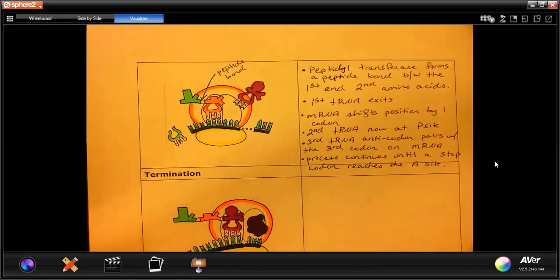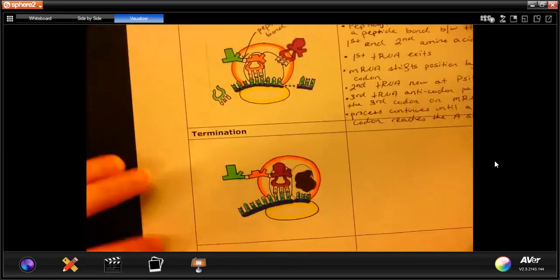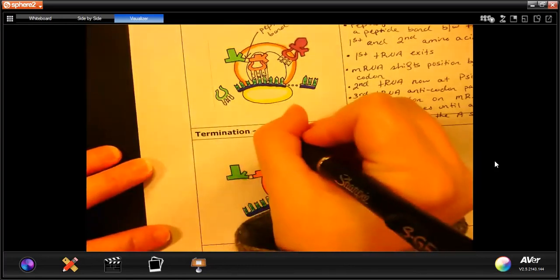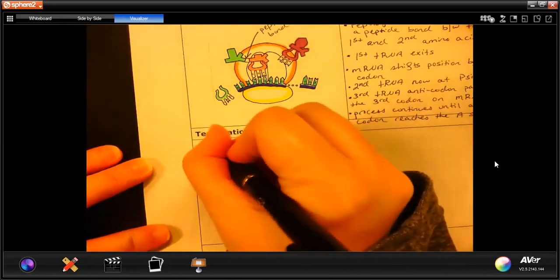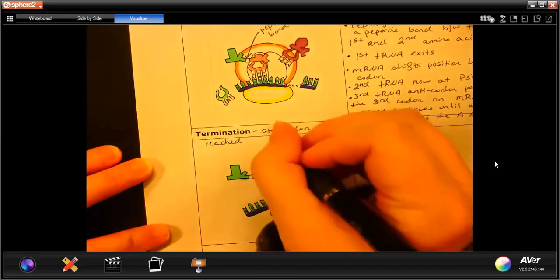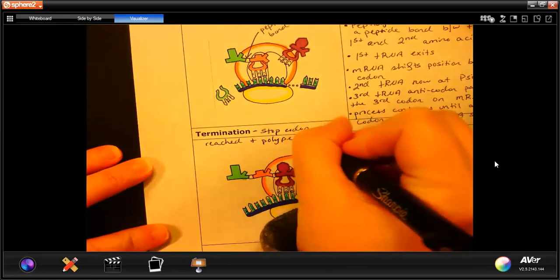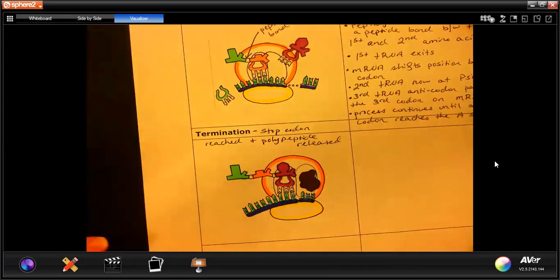So we move along, and termination happens. Now termination, if you wanted to give it like a summary, termination is stop codon reached and polypeptide released. So that would be a summary of what termination stands for.